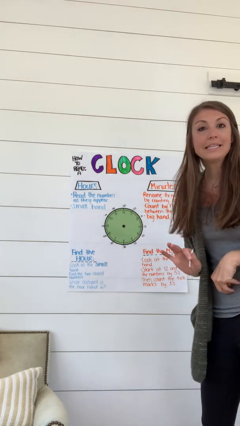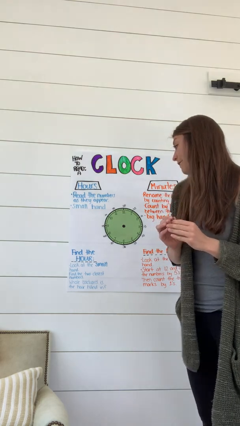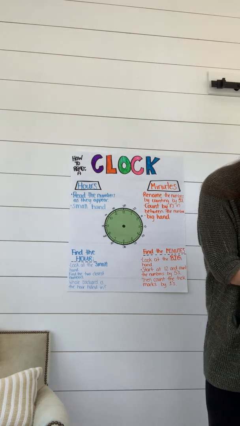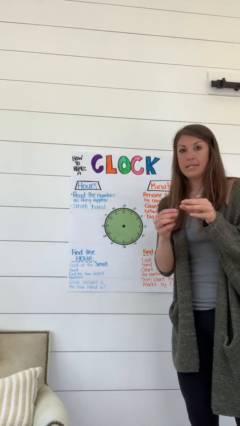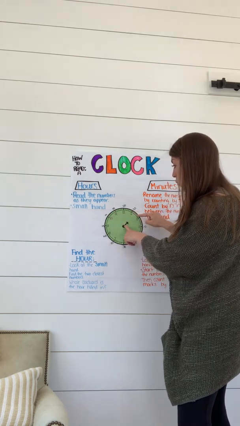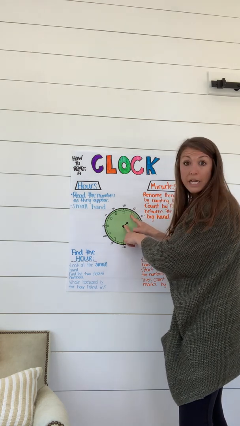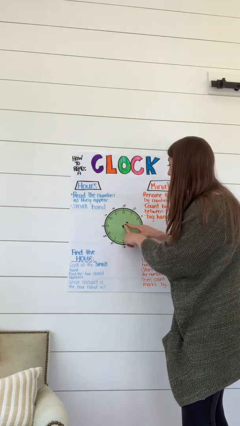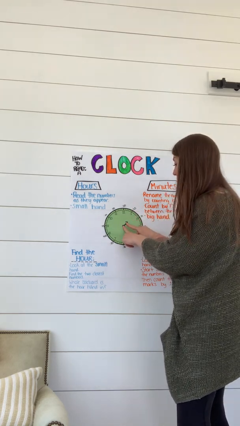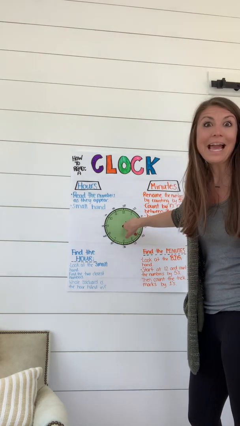So again, when we find the hour, we want to look at the small hand. We want to find the 2 closest numbers. So for example, if I have my hour hand and it's in between the 1 and the 2, then I know that it's going to be 1 o'clock. And one way you can remember that is you can say, whose backyard is the hour hand in?